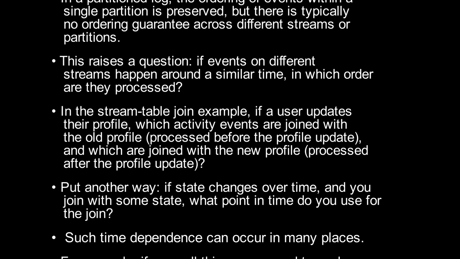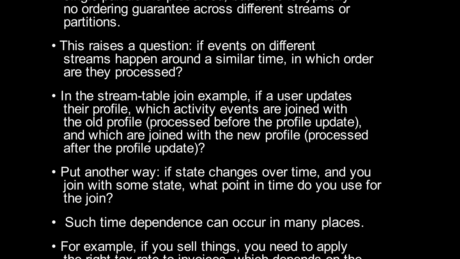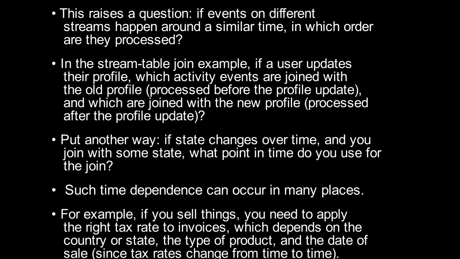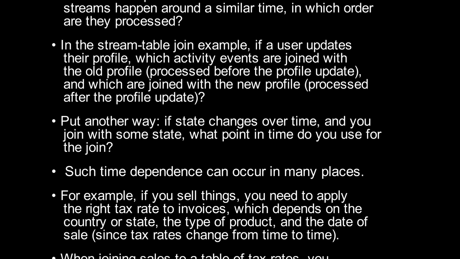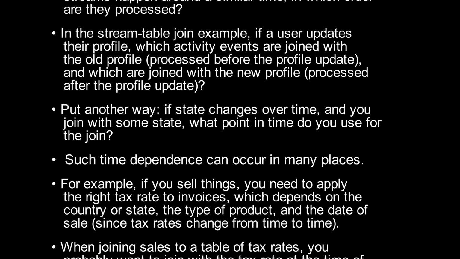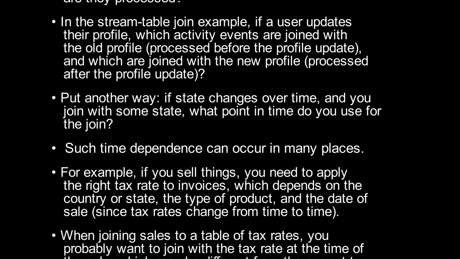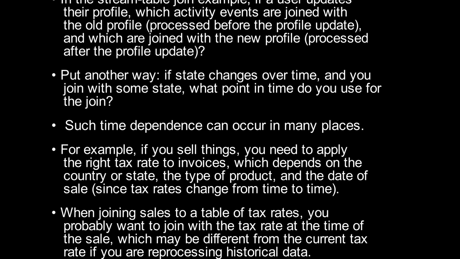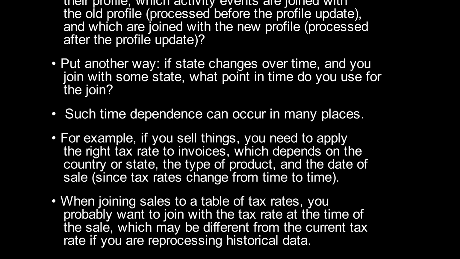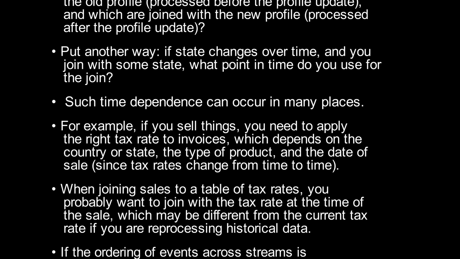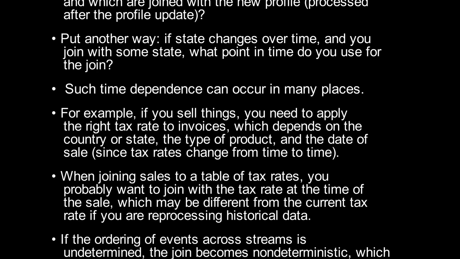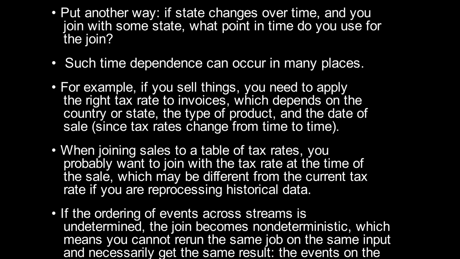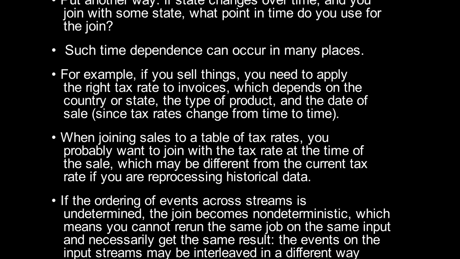Put another way, if state changes over time, and you join with some state, what point in time do you use for the join? Such time dependence can occur in many places. For example, if you sell things, you need to apply the right tax rate to invoices, which depends on the country or state, the type of product, and the date of sale, since tax rates change from time to time. When joining sales to a table of tax rates, you probably want to join with the tax rate at the time of the sale, which may be different from the current tax rate if you are reprocessing historical data.